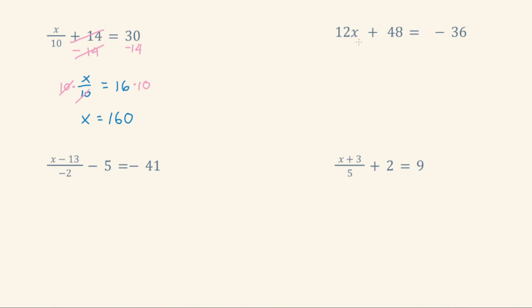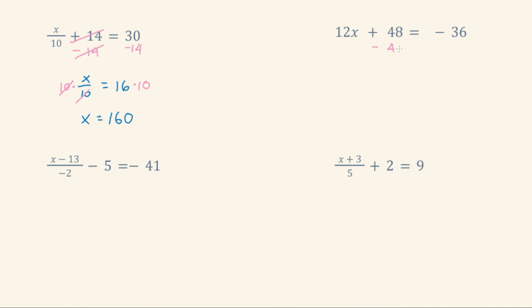Over here, I've got 12x plus 48 is equal to minus 36. So I want to undo this addition first, right? Because the x is being multiplied to 12, and then that product is being added to 48. So the addition by 48 happens second.